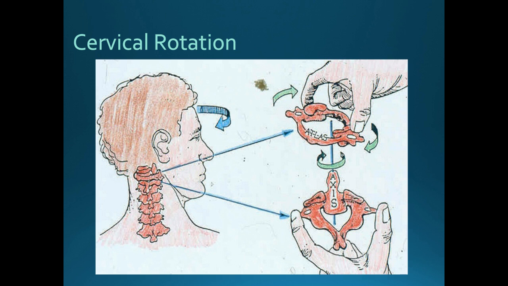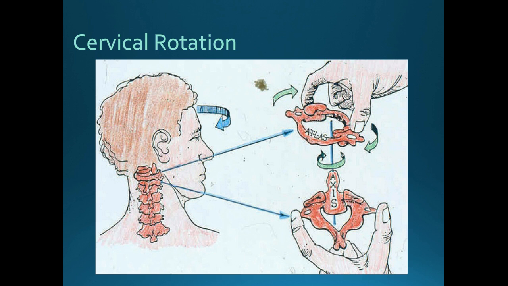Now, if you'll notice, the atlas vertebrae has no body at all. It's the only vertebrae that doesn't. It's more of a ring. Those small holes on the side where the man's thumb is represent a place for the vertebral artery to pass.